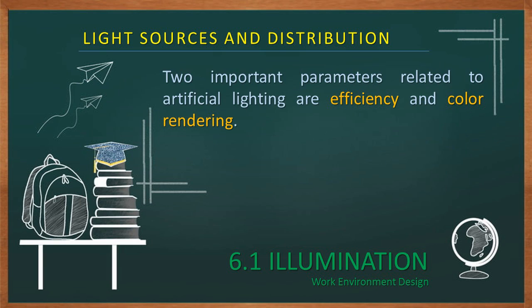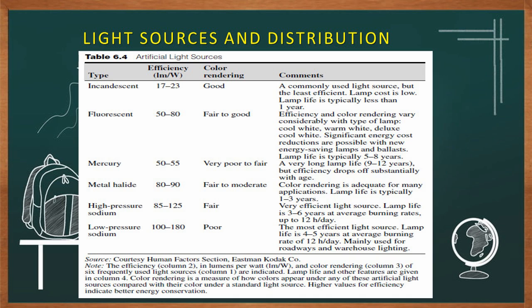Color rendering relates to the closeness with which the perceived colors of the object being observed match the perceived colors of the same object when illuminated by the standard light sources. So as I have mentioned earlier, this illustration or this table will show us the artificial light sources, which are incandescent, fluorescent, mercury, metal halide, high pressure sodium, low pressure sodium.